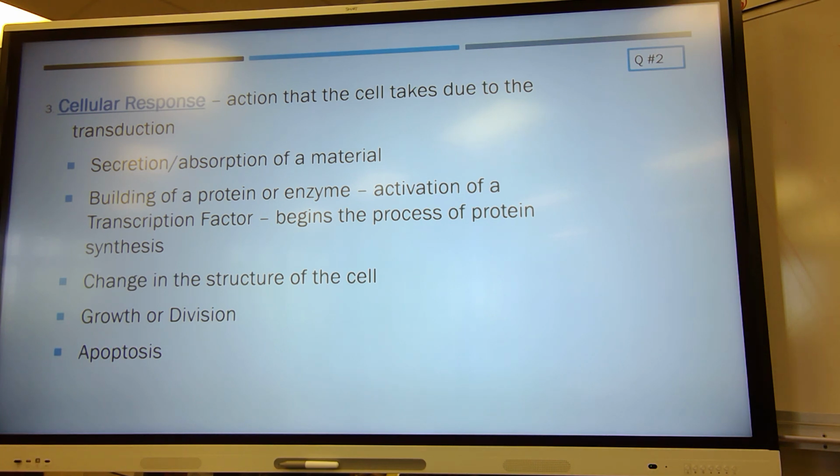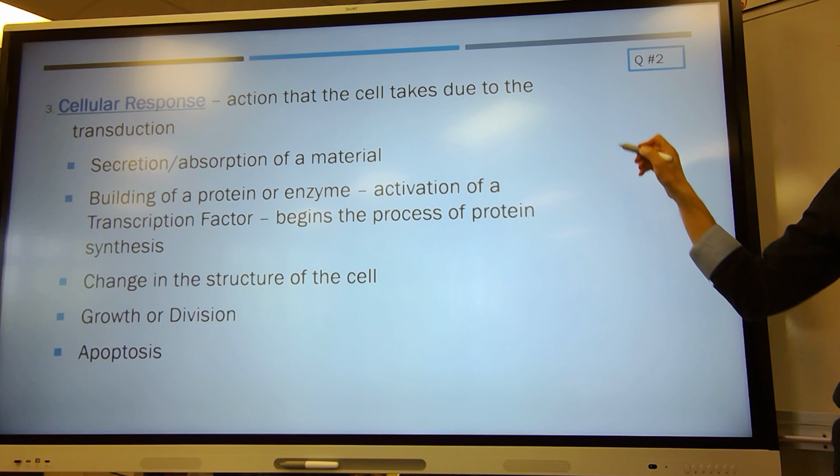It could be proteins, it could be enzymes, it could be antibodies, it could be mucus. This could initiate the building of specific enzymes or proteins. It could be activation of cell death or apoptosis. It could initiate growth. It could change the cell structure. This is one of the ways that your white blood cells can navigate through your body. They get a cell signal and they move out of your blood vessels and migrate through your body tissues.